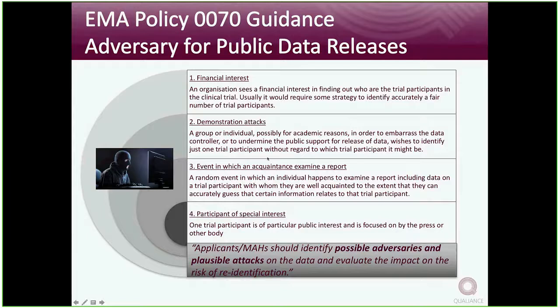The third type of attack would be the event in which an acquaintance examines a report and may spontaneously, or actually not, recognize someone that they know. So that would be a neighbor, a colleague, someone who knows that you've been in a clinical trial, and who will randomly or not go and look into those reports and find that person that they already have a number of information about that will enable them to recognize them.